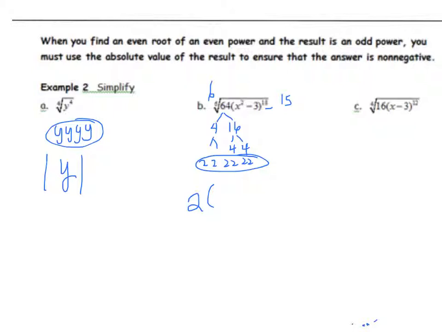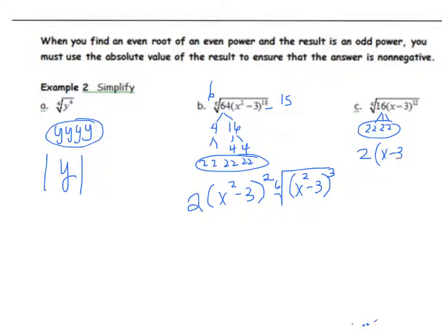And then I have this x squared minus 3. 6 goes into 15 twice, with how many left over? Well, that would be x squared minus 3, 12, with 3 left over. And you leave it just like that. Okay? And then c, if you look at this one, 16 with the fourth root, that's going to be 2 times 2 times 2 times 2, so that comes out. And then I have x minus 3 to the 12th, and that's going to go in exactly 3 times, all right?